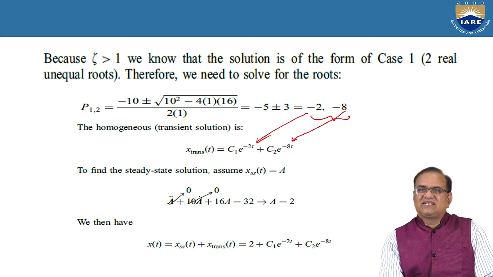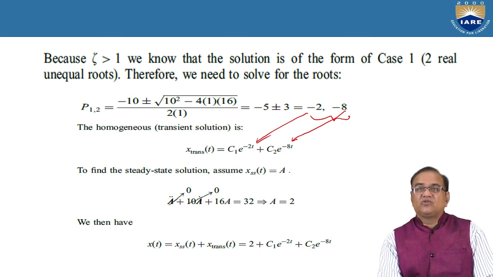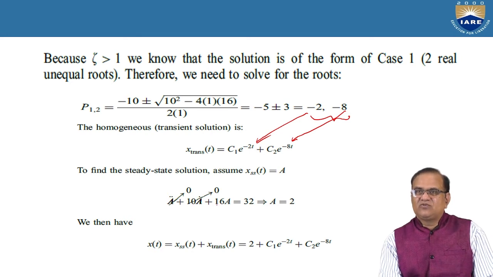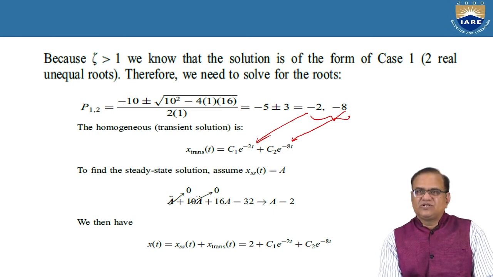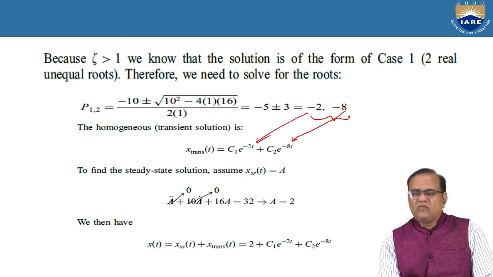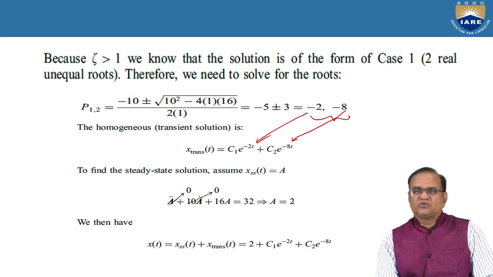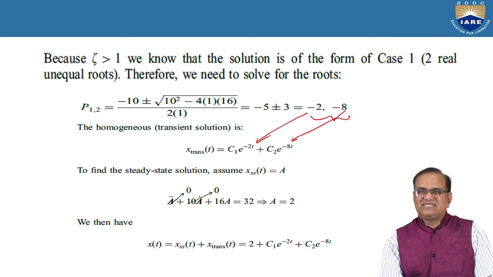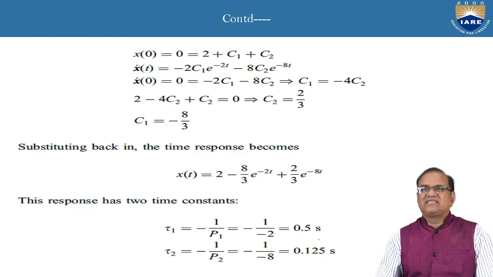To find the steady state solution, x_ss(t) is equal to a. So in that, if you put a double dot plus 10 a dot plus 16a is equal to 32, here this is equal to 0, this is equal to 0. So we will get a is equal to 2. So we then have x(t) is equal to x_ss(t) plus x_trans(t), which is 2 plus c1 e to the power minus 2t plus c2 e to the power minus 8t.